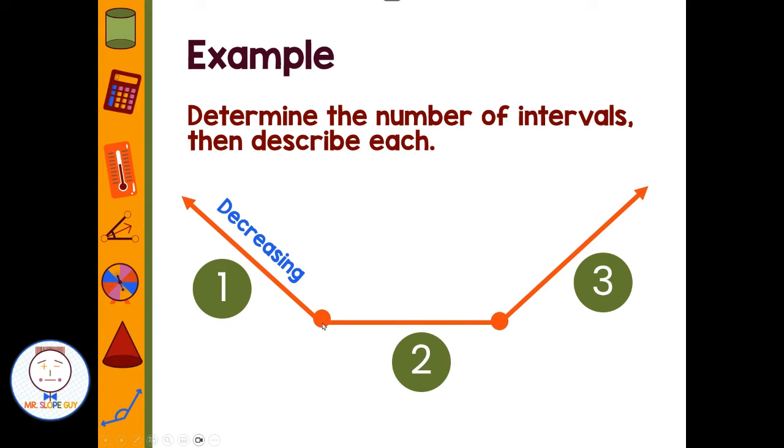And then the interval from this point to this point, what is our function doing? Well, our function is not increasing, it is not decreasing, it is remaining constant. Then from this point forward, from left to right, are we going up, down? Are we staying the same? If I look at this from left to right, interval 3 is increasing from left to right.